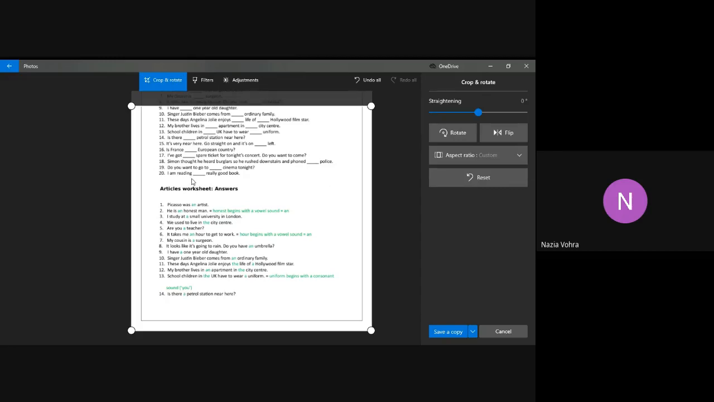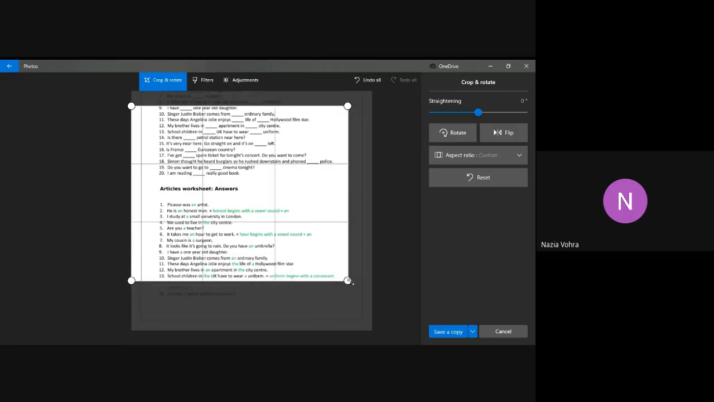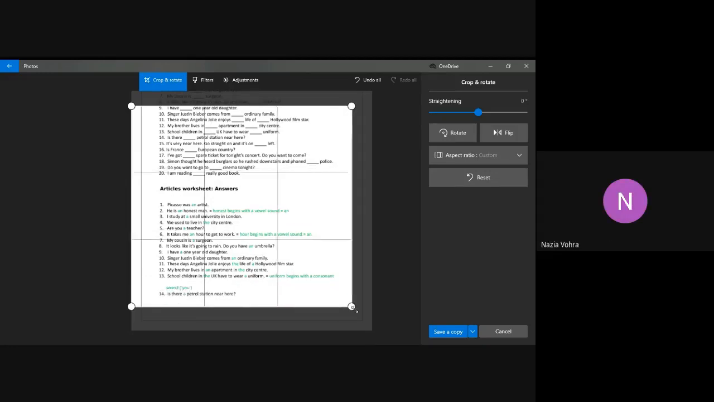I am reading a really good book. A really good book, but what book it is, we don't know. So it's only a good book. So it is article A. Clear? Any doubts?